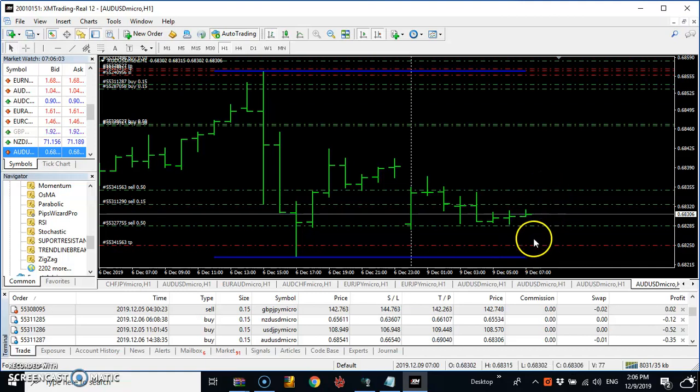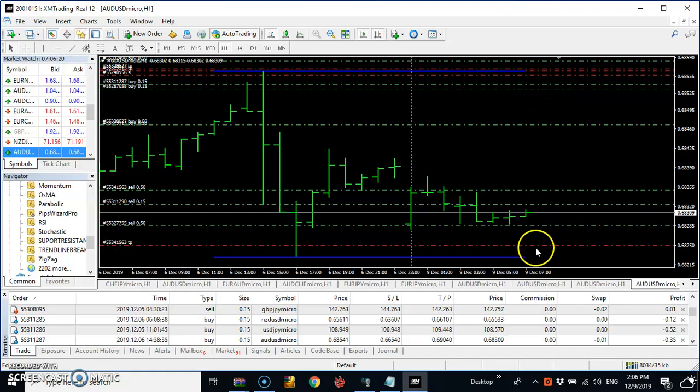Now, in the long run, if price continues, that's not a point of panic. Eventually, price will go back to create a new resistance. In this process, the buy you bought, your take profit is going to be hit.